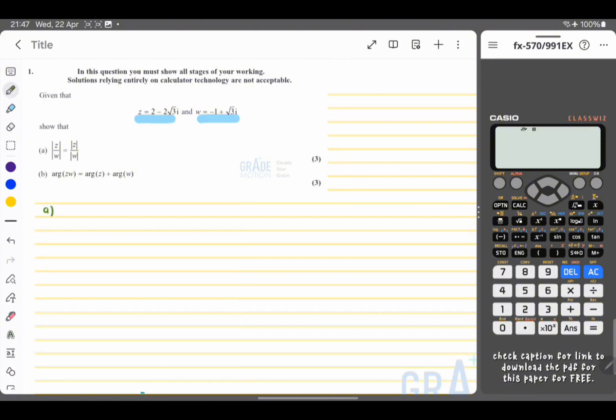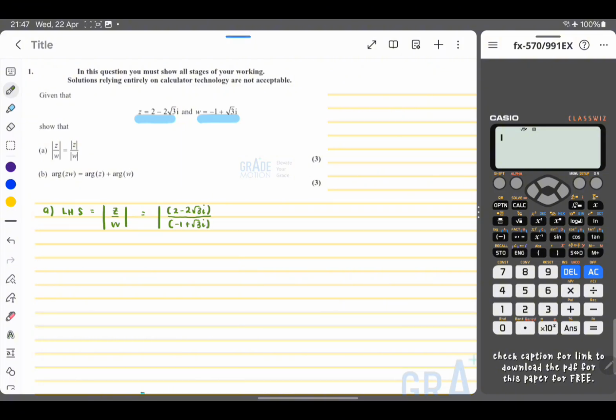Okay, so let's start with the left-hand side. For the left-hand side, we have modulus of Z over W. That means we have to do the division first, then we will take the modulus. Okay, so what is Z? Z is 2 minus 2 root 3i over negative 1 plus root 3i.